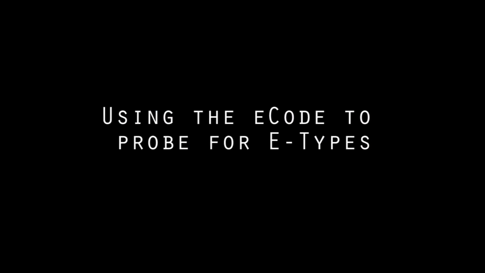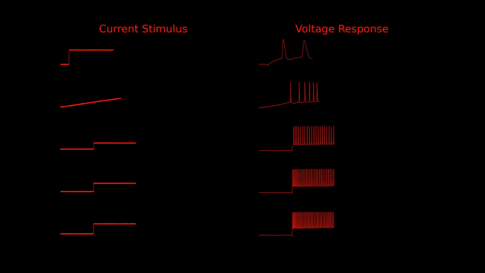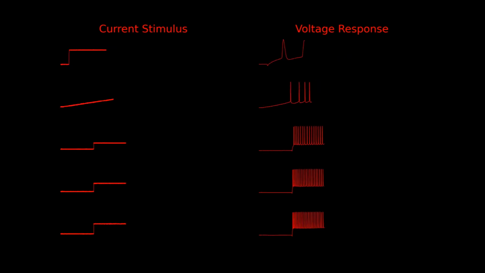The neurons are stimulated with this standardized protocol, which we call the E-code. They show a certain firing behavior, and you can see that certain cells give a very similar response, while some other cells fire in a different way. They start stuttering, they start firing irregularly.